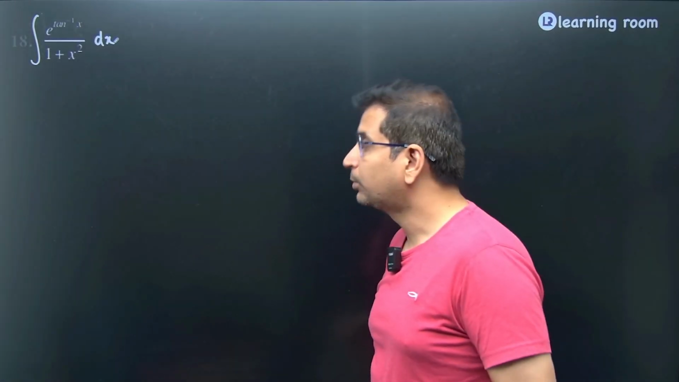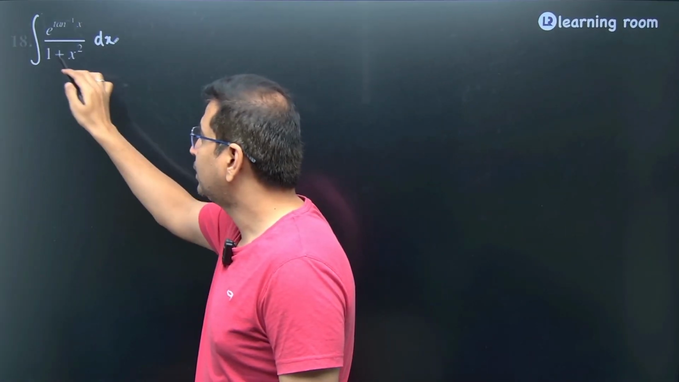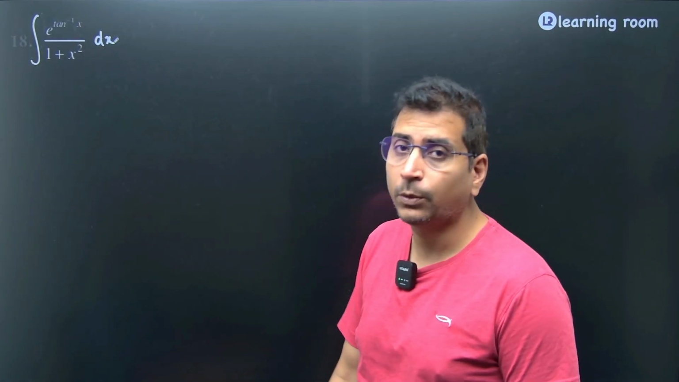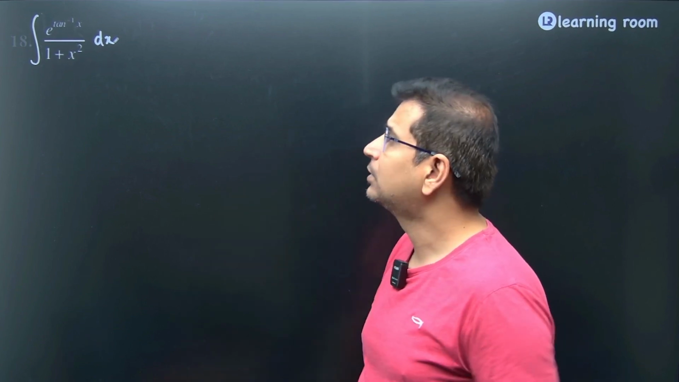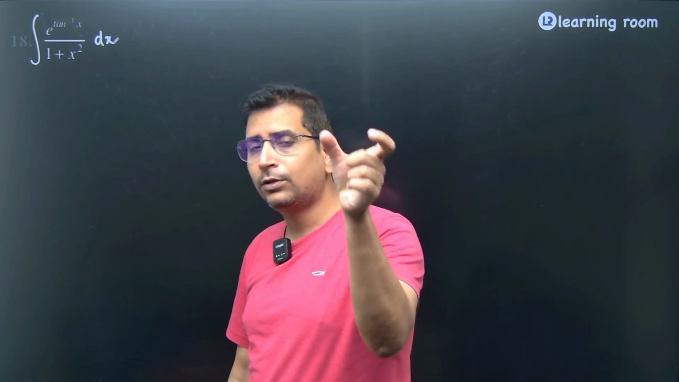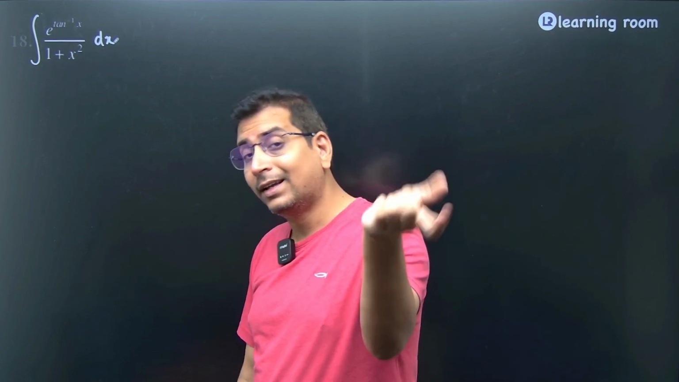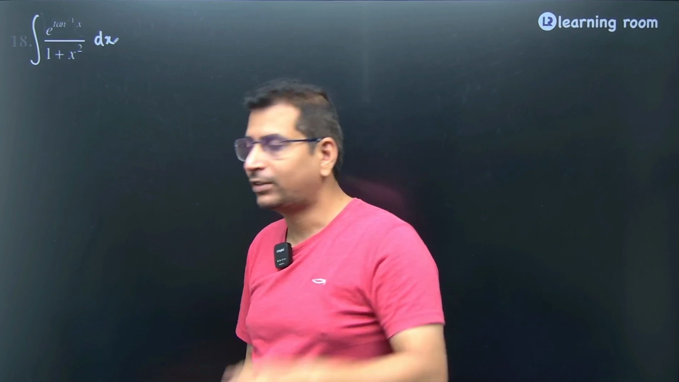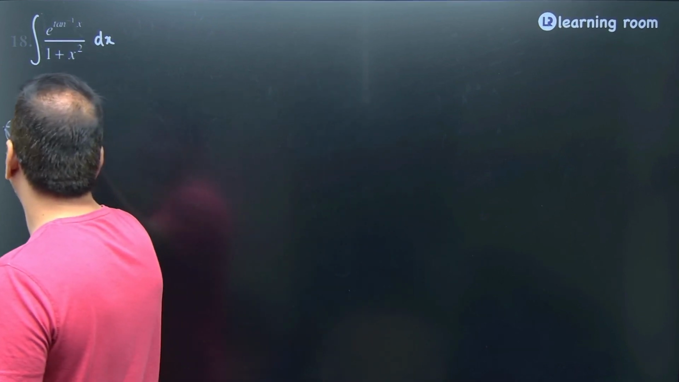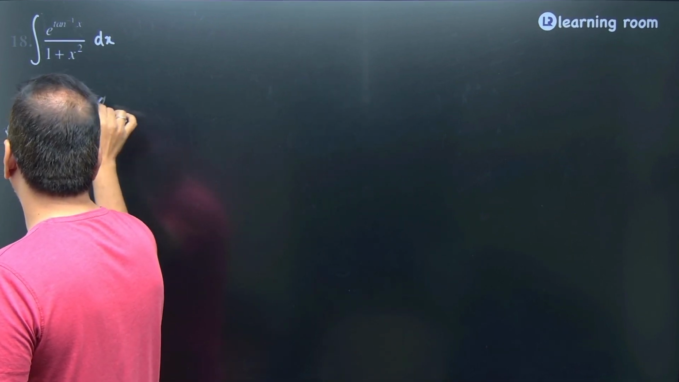So moving on to the next problem. The 18th question is the integral of e power tan inverse x divided by 1 plus x square. If you look at the question itself, you will be able to understand the power of e is tan inverse x, and the derivative of tan inverse x is 1 by 1 plus x square. So obviously we need to substitute tan inverse x as t.